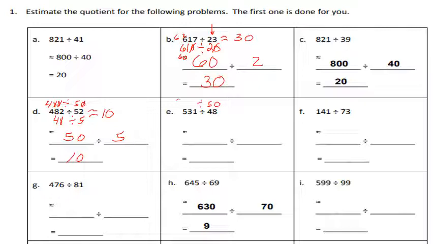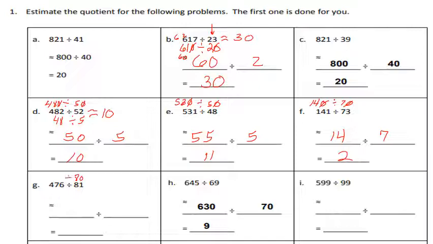48, it's going to be closer to 50 divided by 530 because I got rid of the 1's place. And when I take off the zeros, I know I'm dividing by 5, and 53 is going to be closer to 55. So 55 divided by 5 would be 11. Under F, 73 is closer to 70 divided by 140. I take off the zeros, and I can see 14 is already a compatible number. So 14 divided by 7 would give us 2.